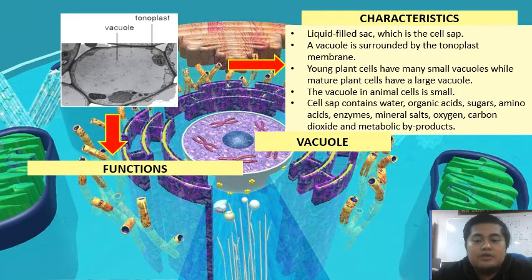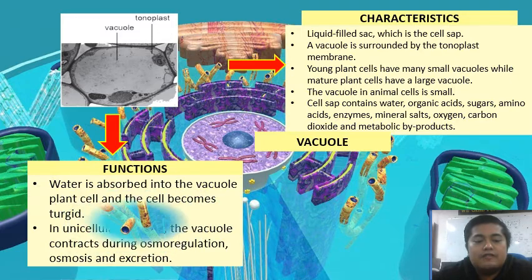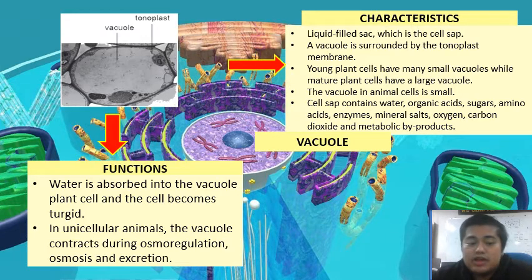So the cell sap contains water, organic acid, sugar, amino acid, enzymes, mineral salt, oxygen, carbon dioxide and metabolic byproduct. So their function is, when the water is absorbed into the vacuole, the cell will become turgid. Dia akan menjadi segah. Dengan kata lain, dia akan jadi tegak lah. So in unicellular animal, the vacuole contracts during osmoregulation, osmosis and excretion. Okay, yang ni kita akan tengok nanti.